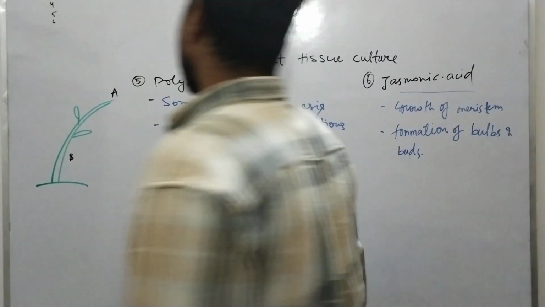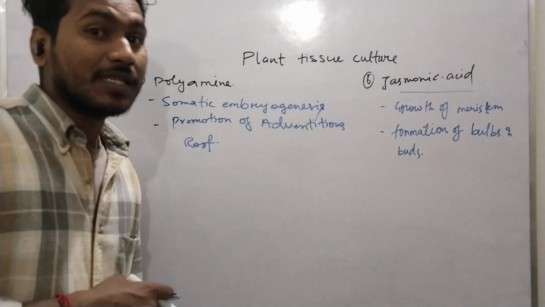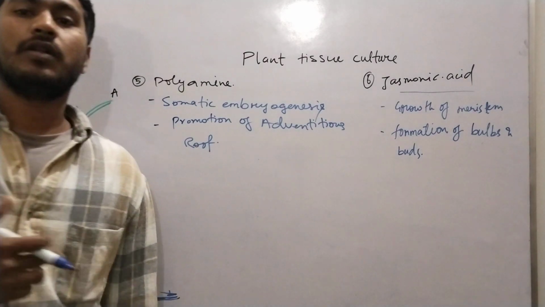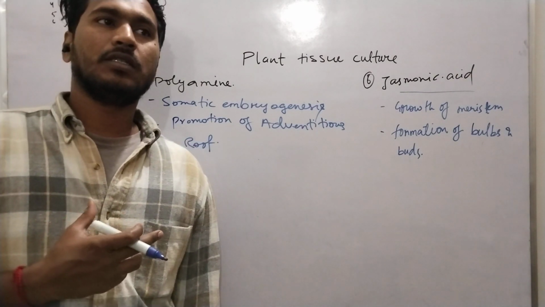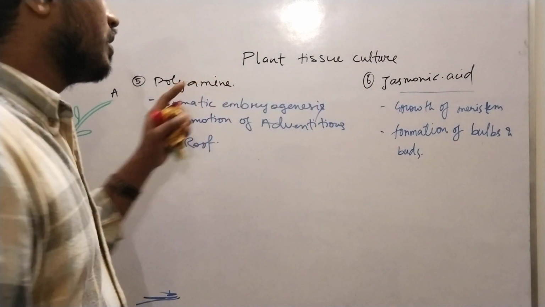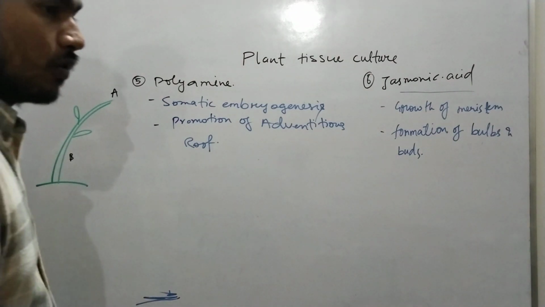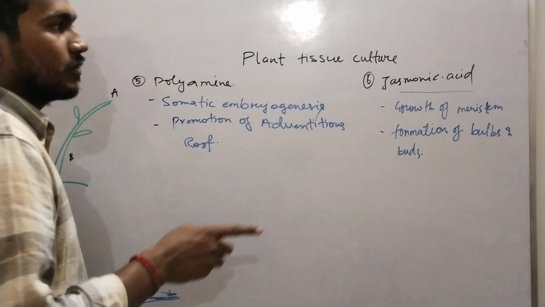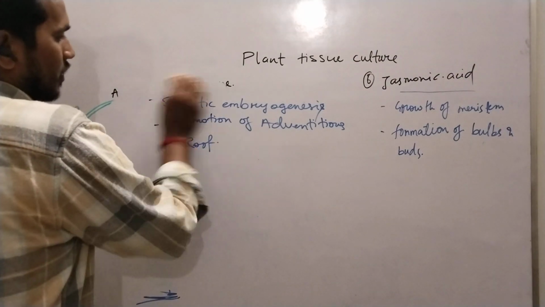So these hormones are required to grow a plant, but abscisic acid is not required here. Abscisic acid is a stress hormone, we can call it. So these are the important hormones and their functions which we have to remember. I told the most important functions for tissue culture. Some more functions are there.